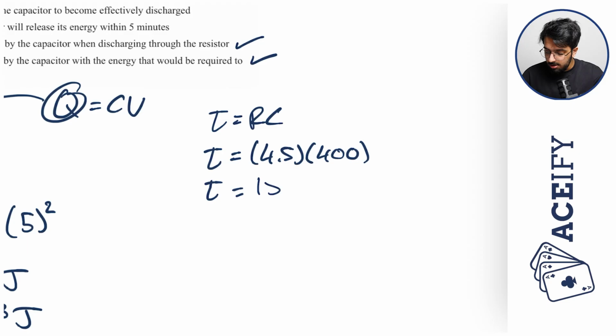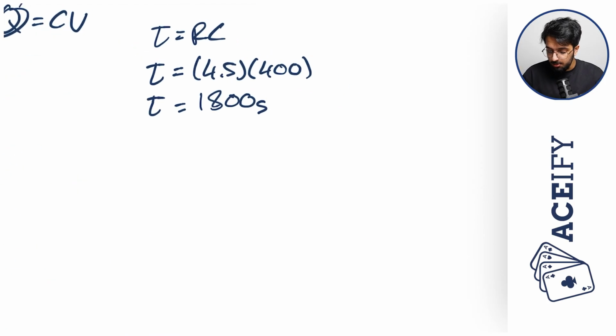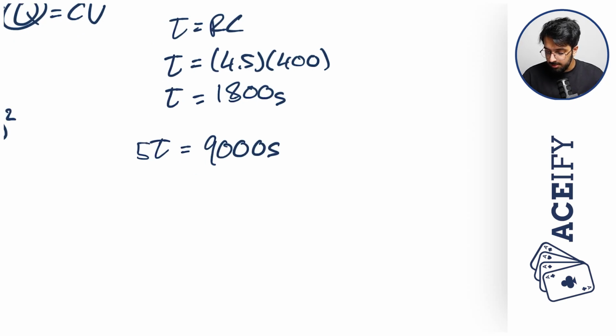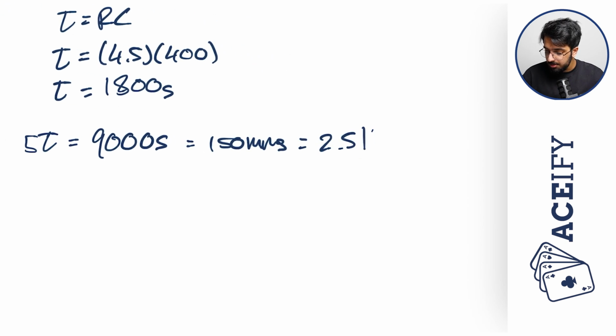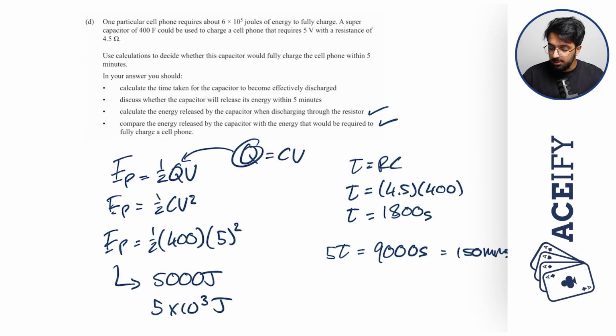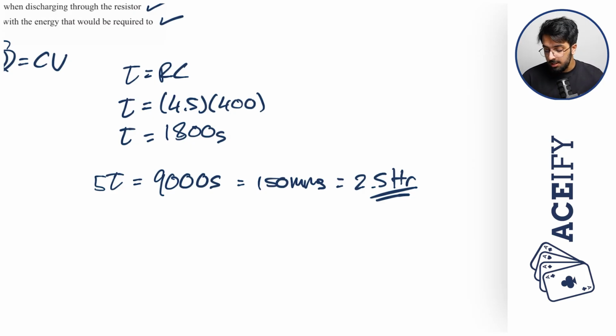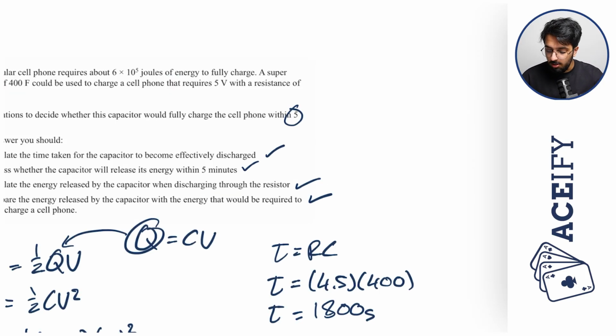This gives 1800 seconds. As we know, in order for a capacitor to be fully or effectively discharged, it must go through 5 time constants, and so T times 5 is equal to 9,000 seconds. If we divide this by 60, we get 150 minutes, and divided by 60 again, we get 2.5 hours. So as we can see, even though it doesn't have enough energy to charge the phone to begin with, even if it did, it wouldn't do it within the 5 minutes, because it will take 2.5 hours to discharge fully. So it doesn't meet both requirements, and we ticked off both of those points.